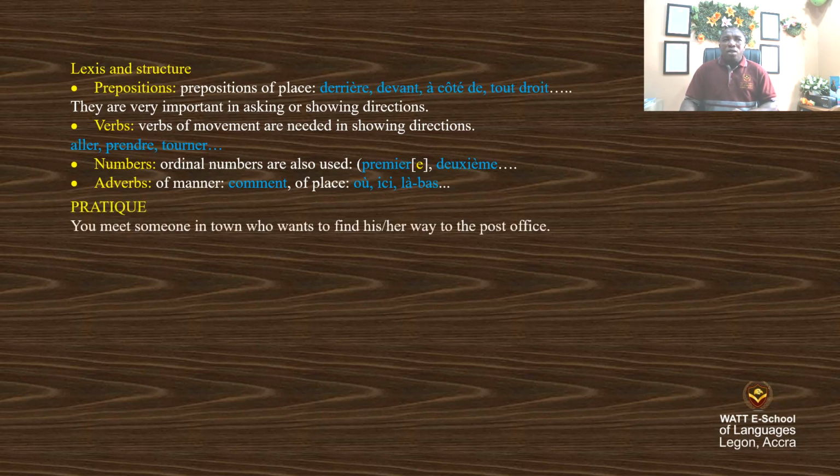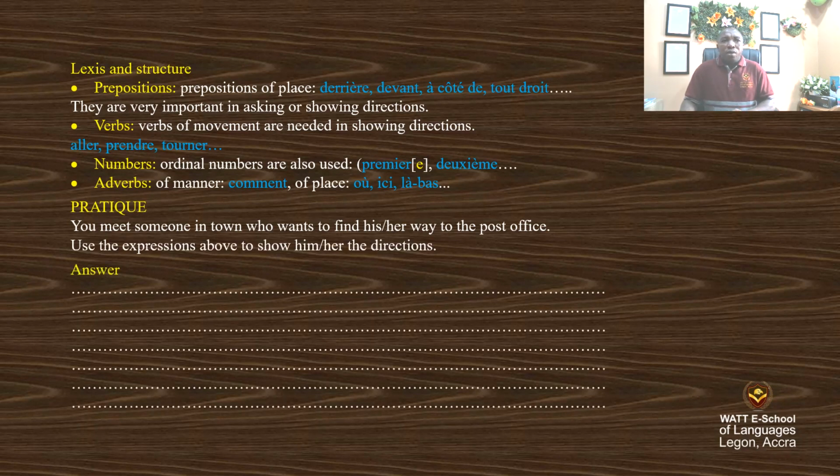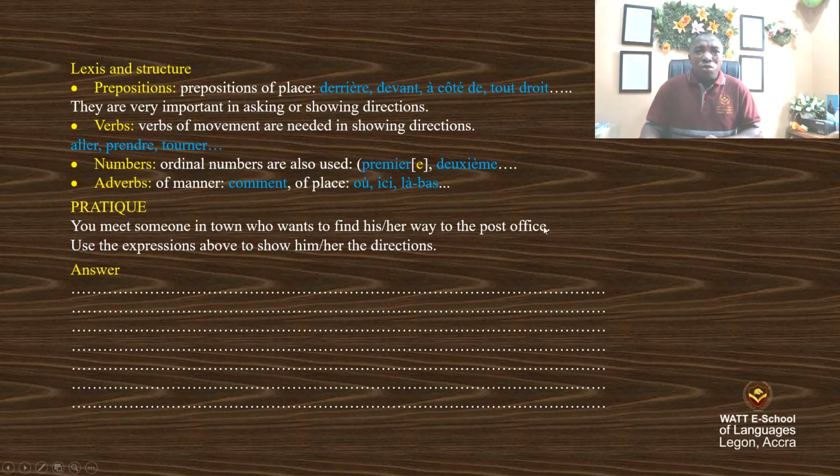Now practice. You meet someone in town who wants to find his or her way to the post office. Use the expression above to show him or her the direction. You have to provide the answer here, how to show the direction to the person. I've told you that we are on an interactive online platform. I've not provided any answer for you. You are going to provide your answer based on the information I just provided above. Kindly go below the page. You have a space there for you to write your answer and submit so that you get replies.